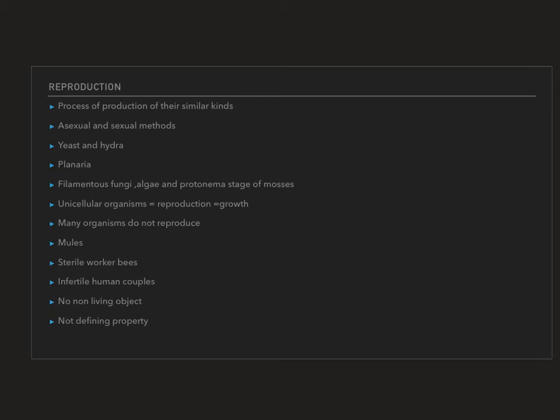In unicellular organisms, reproduction and growth both will be the same. Both are inclusive properties. Just now we discussed. Okay, even though, many organisms do not reproduce. What are those? I am saying some examples here. Mules, sterile worker bees, infertile human couples. These do not show reproduction in their entire lifespan. No non-living objects show reproduction. That's why reproduction is not a defining property, it is only a fundamental property.